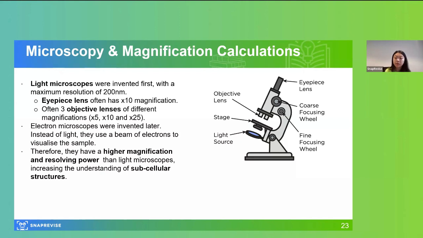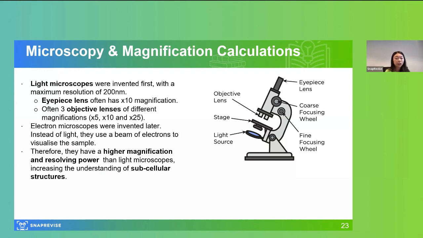The electron microscopes were invented a lot later. A light microscope uses light, as in the name. Electron microscopes use a beam of electrons instead. Using a beam of electrons means it has a much higher magnification and resolving power. Resolving power meaning resolution. This allows us to have an increased understanding of subcellular structures.